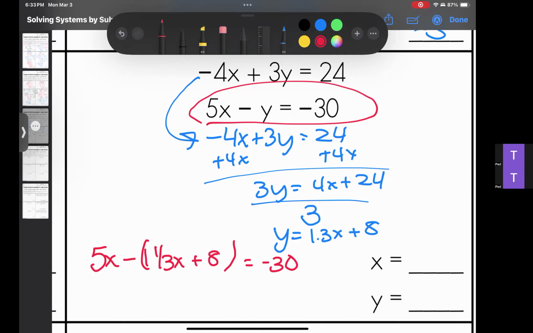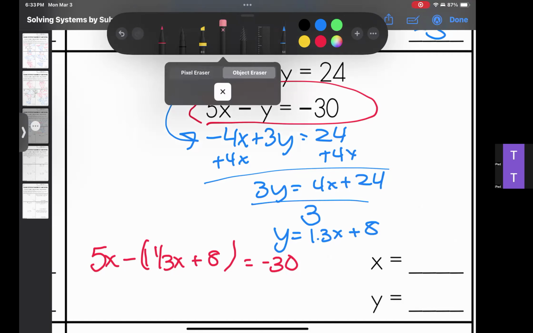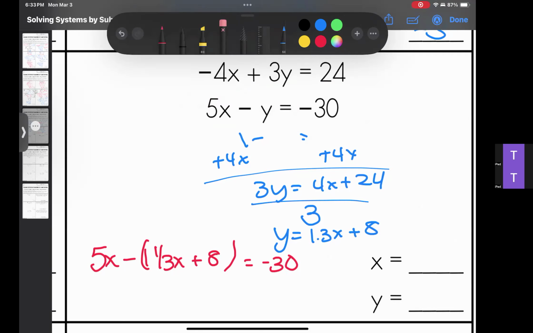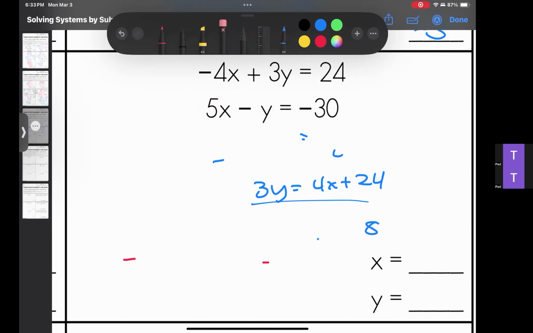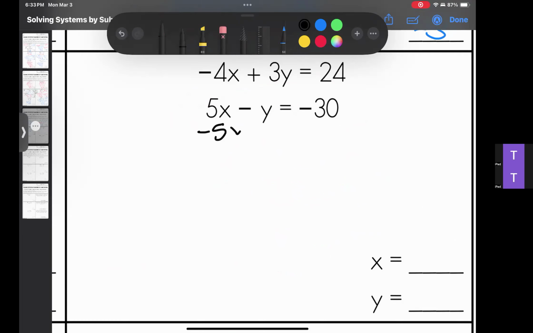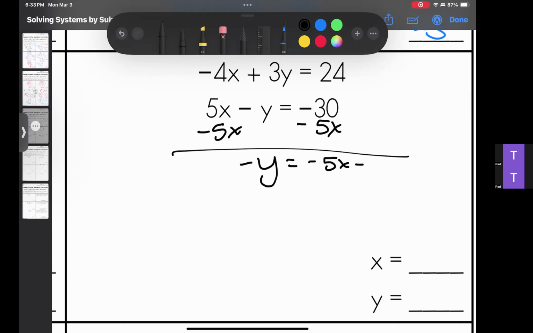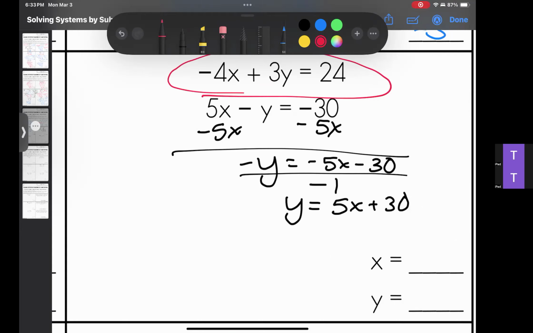Okay, let's take a step back. Let's try and do the other one first. Even though I didn't want to deal with a negative y, that might actually be friendlier. So let's try that. If I subtract 5x from both sides, I'd have negative y is equal to negative 5x minus 30. Yeah, this is so much friendlier. Do as I say, not as I do. Okay, so then we're going to take that and plug it into this one.